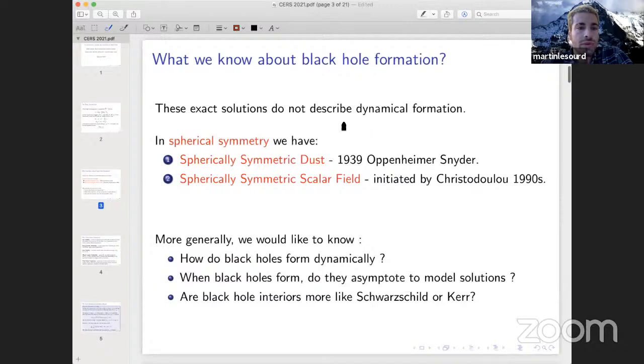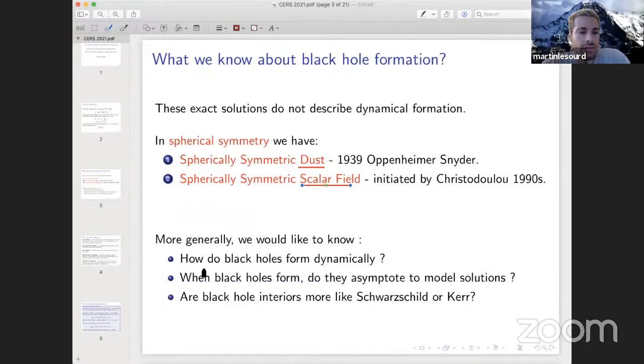Now, what do we actually know about black hole formation? Well, in spherical symmetry, there are, of course, the 1939 Oppenheimer-Snyder spherically symmetric dust models. And in the context of a scalar field, we have the work of Christodoulou, which spans the 1990s, where we have a pretty good understanding of what happens in that context. And that's both with respect to black hole formation, to some extent, weak cosmic censorship, and so on.